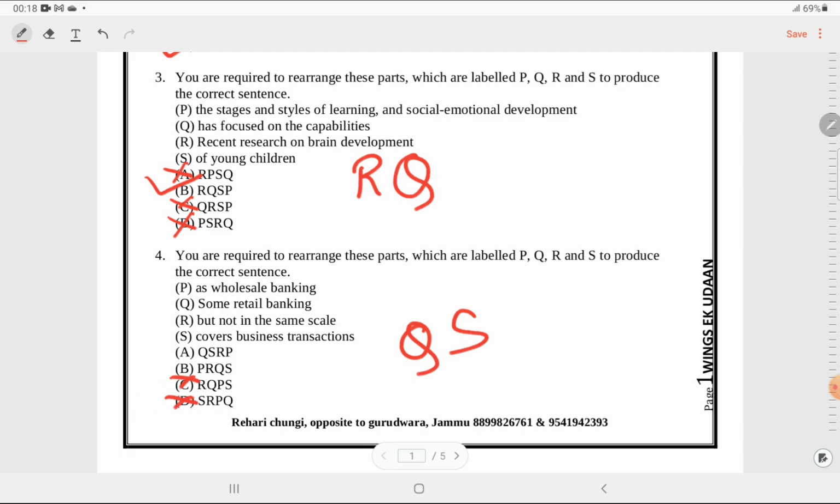Here also we do not have it. Now see the B one: as wholesale banking, PR, but not in the same scale. No, it is not making sense. So it is A. Okay, fourth is A. QSRP is the correct sequence. See, I did not read the whole paragraph. I was able to locate the answer after deducing from two options, which are A and B. Now fifth.